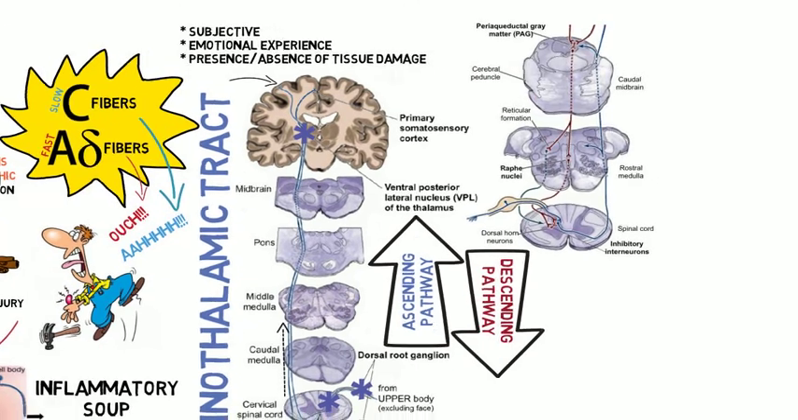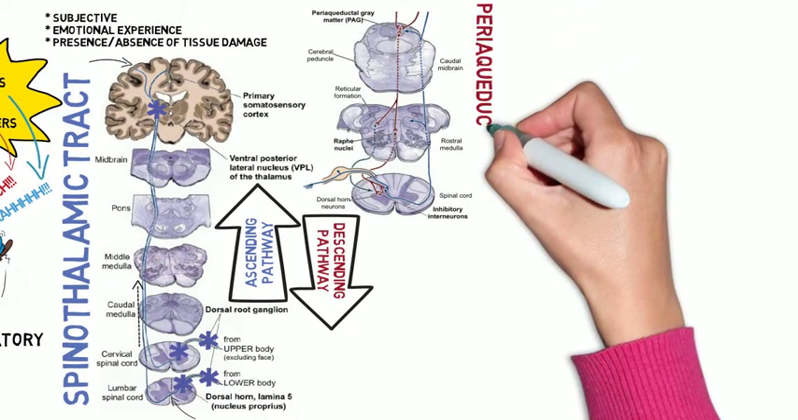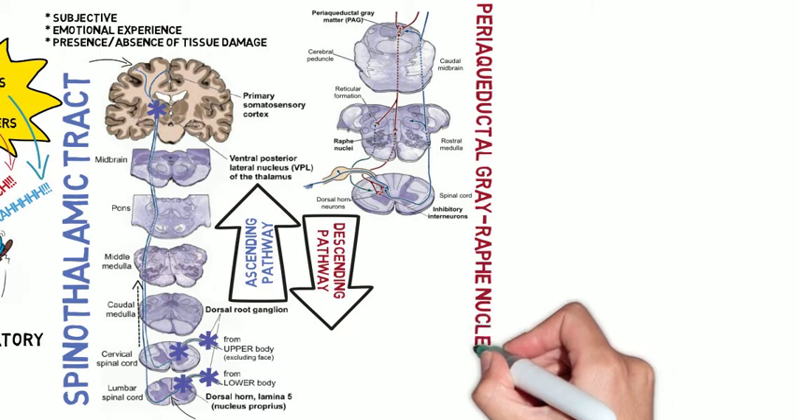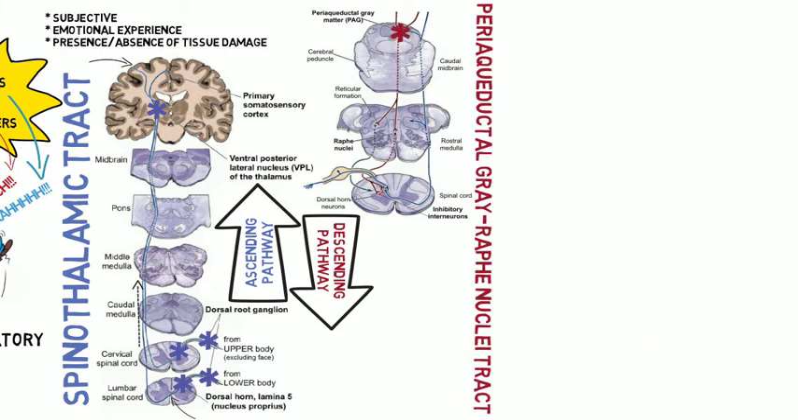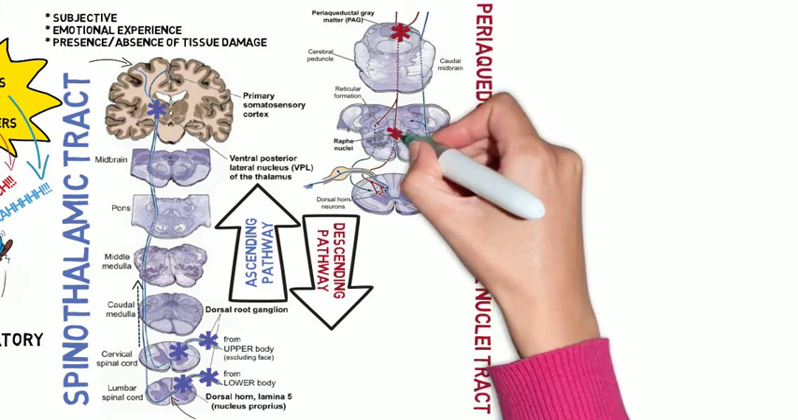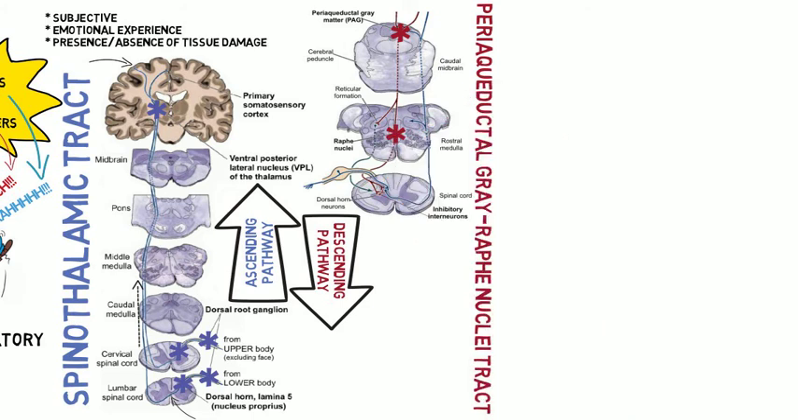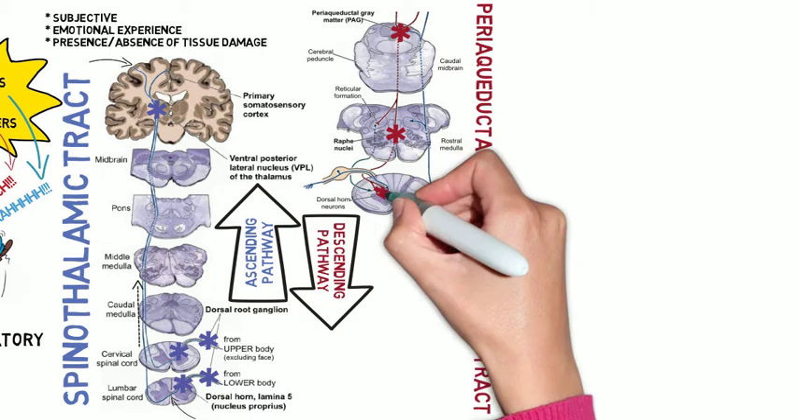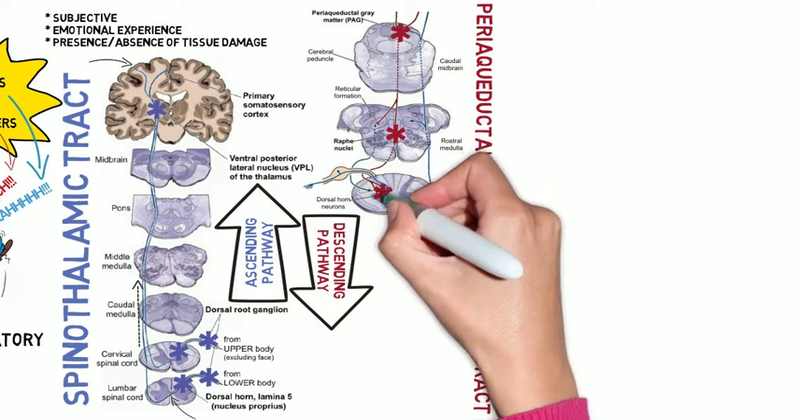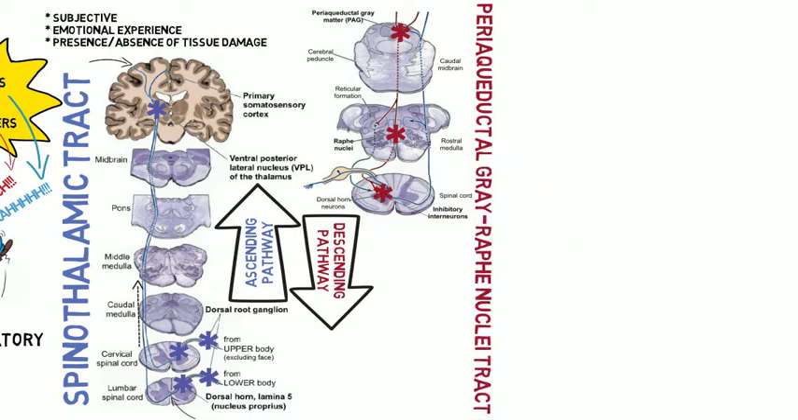This pathway is called the periaqueductal gray-Raphe nuclei tract. Stimulation of the periaqueductal gray, or PAG, activates enkephalin-releasing neurons that project to the Raphe nucleus of the brainstem. Serotonin released from the Raphe nucleus descends to the dorsal horn of the spinal cord, where it forms excitatory connections with the inhibitory interneurons connecting with C and A delta fibers located in lamina 2. This prevents both substance P release and activation of the second-order neuron that projects to the VPL of the thalamus.